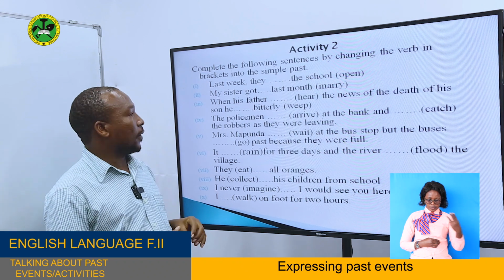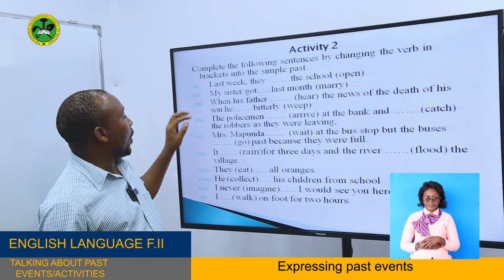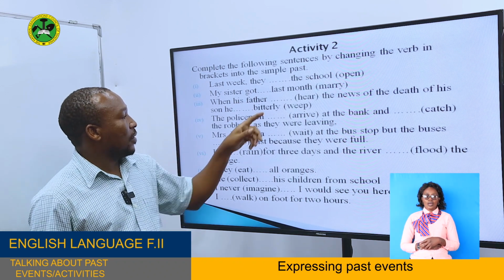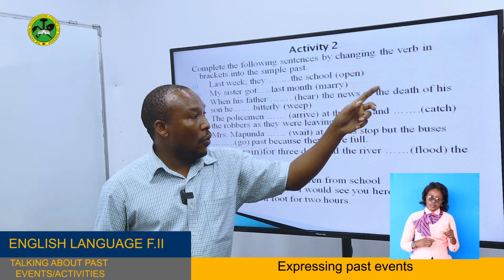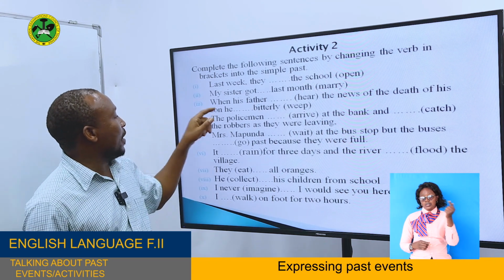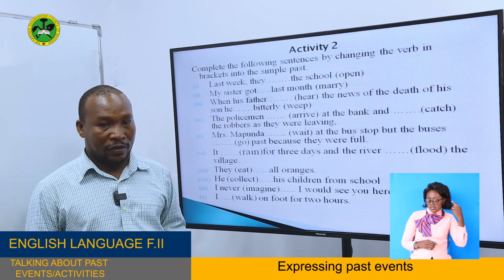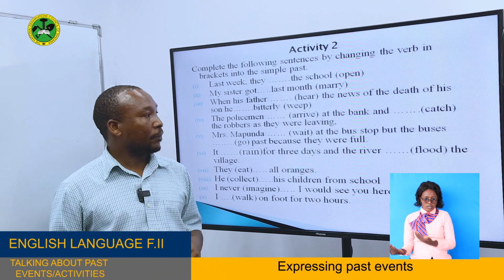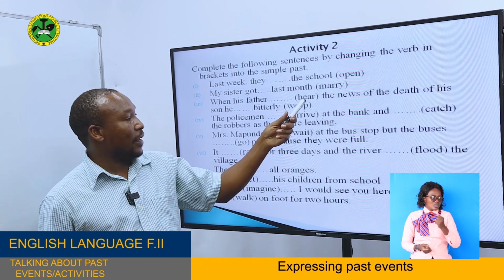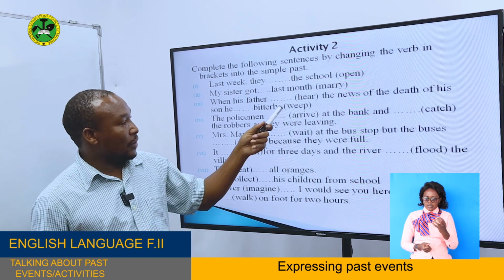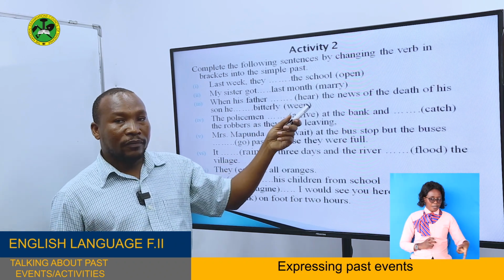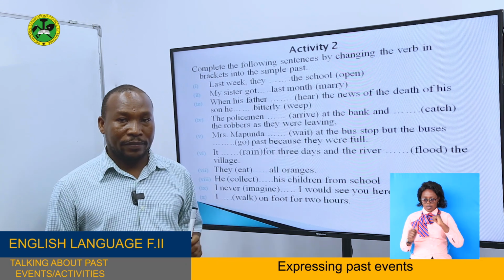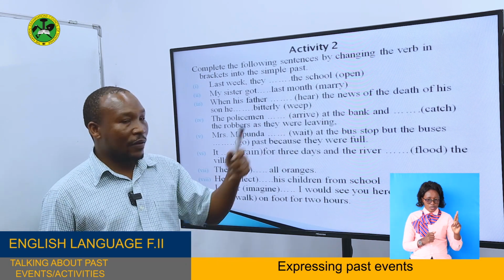Roman 3. When his father (hear) the news of the death of his son, he (weep) bitterly. We have two verbs. The first one is hear. The second one is weep. Therefore, this one is a regular verb and this one is an irregular verb.